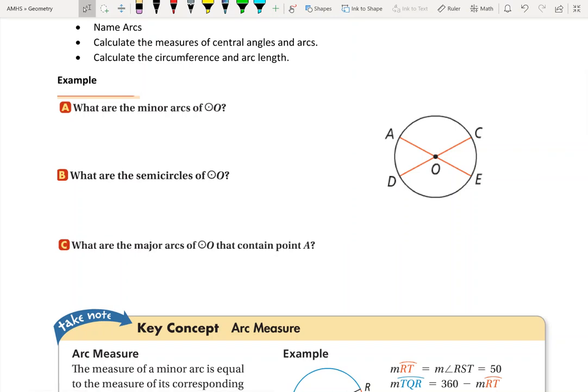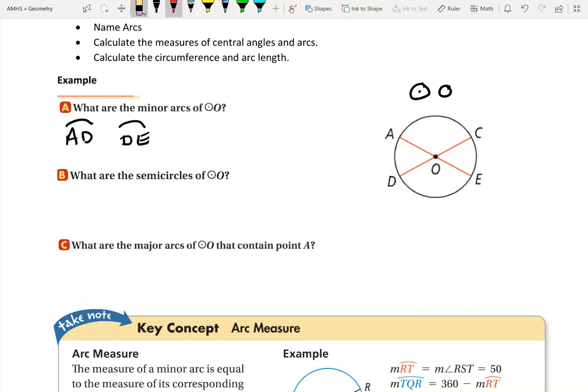So we have a circle over here, and the notation for this is that it is circle O. So I do a circle with a little dot in the middle and then O to name the circle. Minor arcs are the arcs on the circle that go less than halfway around. So I have a minor arc right here, AD, and I label that with an arc and then AD. We have another minor arc, DE, and so I label that with an arc and DE.